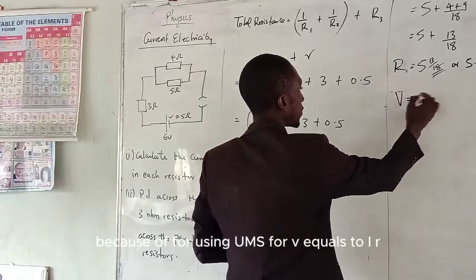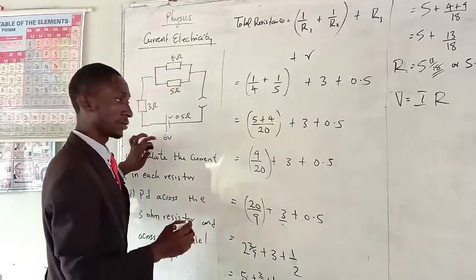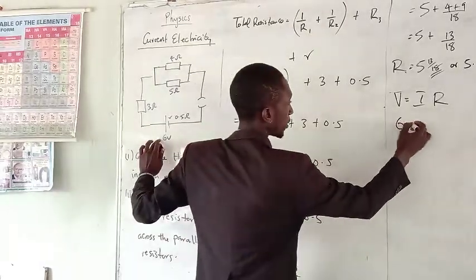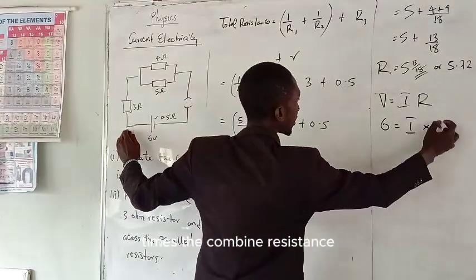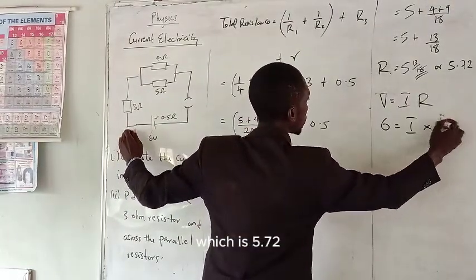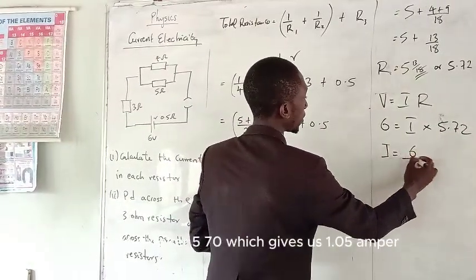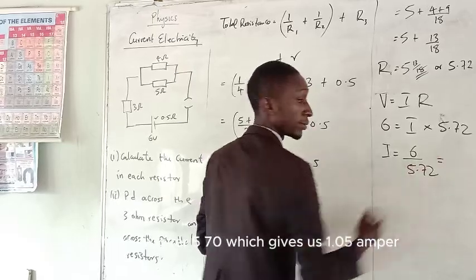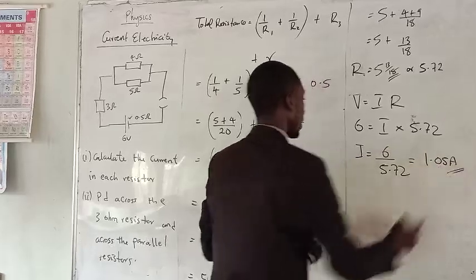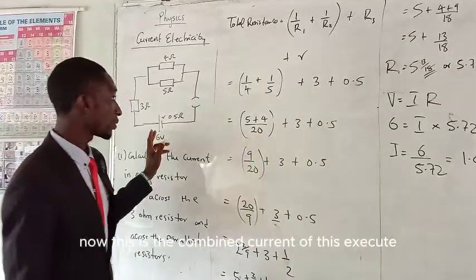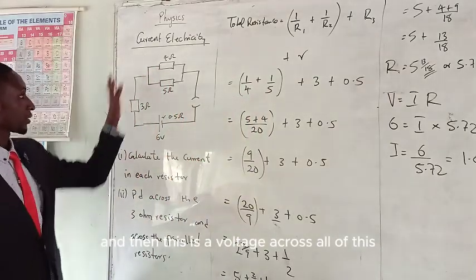First of all, using Ohm's law, V is equal to I R. So the V, which is the voltage across the battery, is 6. We are looking for the combined current of the circuit times the combined resistance, which is 5.72. So making current the subject of the equation, we have 6 over 5.72, which gives us 1.05 ampere. Now this is the combined current of this circuit. This is the combined resistance of the circuit, and this is the voltage across all of this.